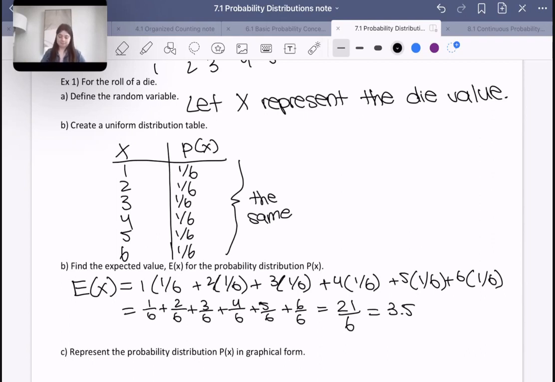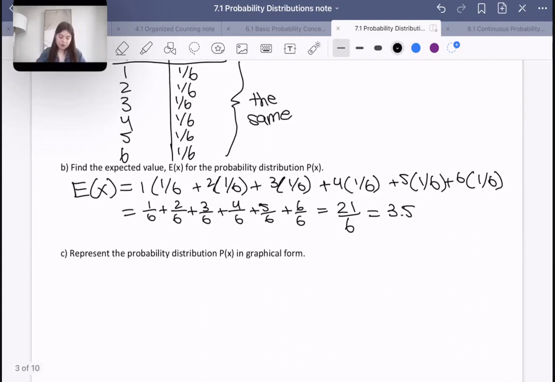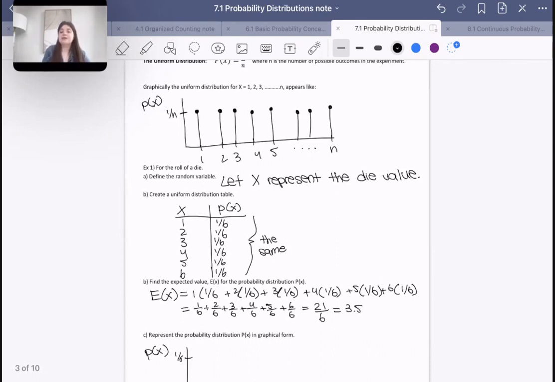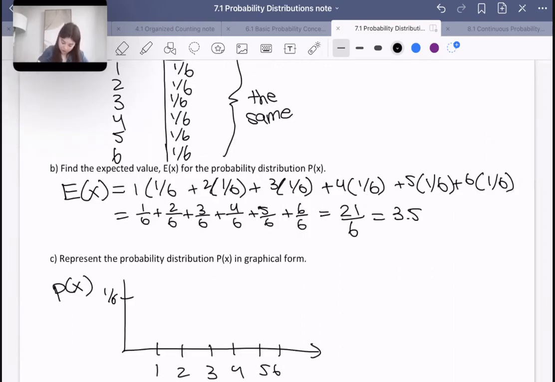Very good. Then it says to represent the probability distribution in graphical form. So to do that, we're going to say, well, here's our P of X. And then let's say this is 1/6. And then the probability for all 6 of these is 1/6. And so this is pretty much just copied from before, except instead of going up to n, because we don't know where the graph stops, right? In this case, we do know where the graph stops. We know that the graph stops at 6, right? That we only have 6. So 1, 2, 3, 4, 5, 6, like that.